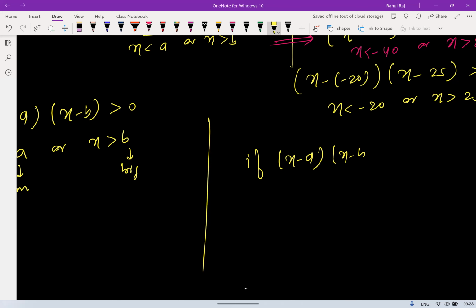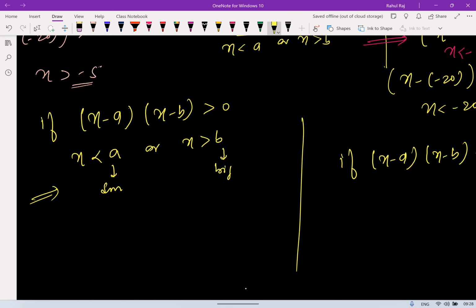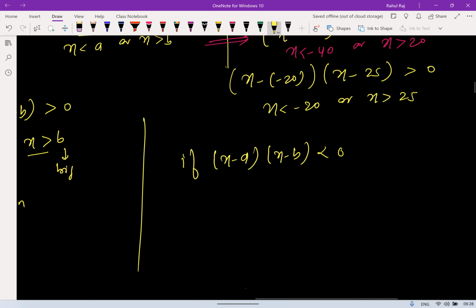Now when I come to x minus a into x minus b less than 0, you don't have to solve it again. You can 100% generalize it, but please understand this is no formula lecture. This is the solution of the equation. If you solve this particular equation, you will end up getting this. But why should I solve it if I can directly generalize it? Then there is no point solving it at all.